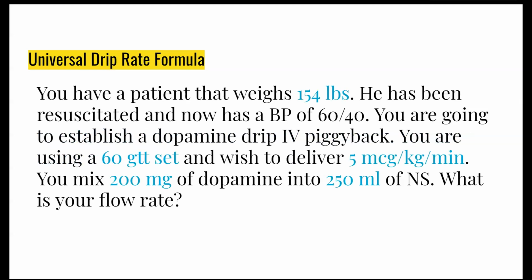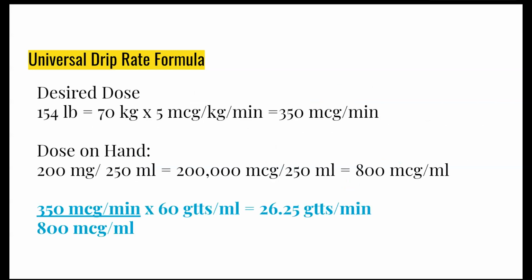So, if you have a patient who weighs 154 pounds, and now he is hypotensive after you have resuscitated him, you are going to give him a dopamine drip. So if you're using a 60 drop set, and you want to give him 5 mics per kilo per minute, okay, how much are you going to give him? But you are putting 200 milligrams of dopamine in a 250 bag. It sounds like a lot, but I promise you it's not too much. Not scary.